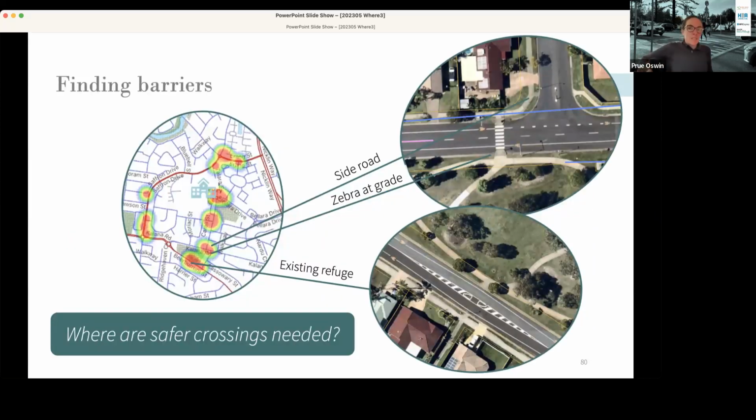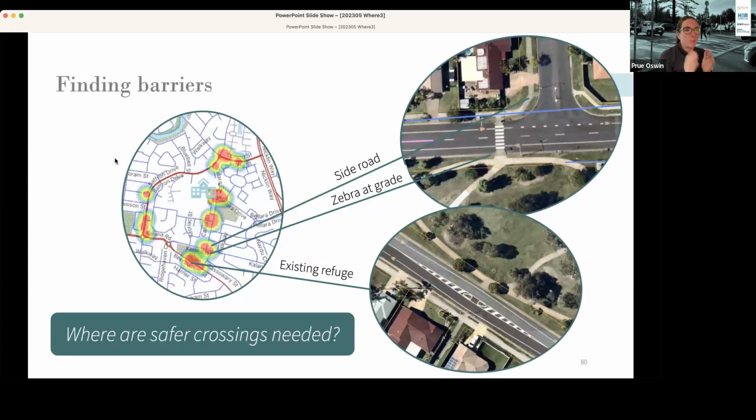So this is an example of some of the results from a school survey that we undertook at the Sunshine Coast. And so for this survey, we had about 80 people who responded to a survey, and we asked them where are safer crossings needed. And these are some of the outcomes of the survey.